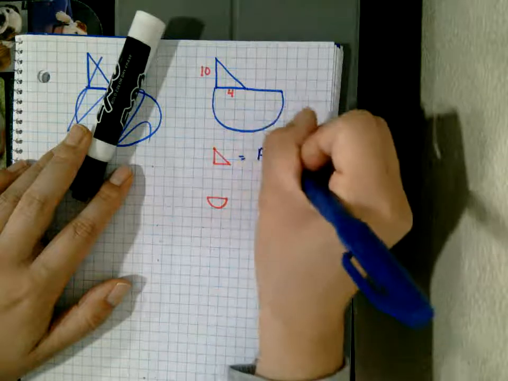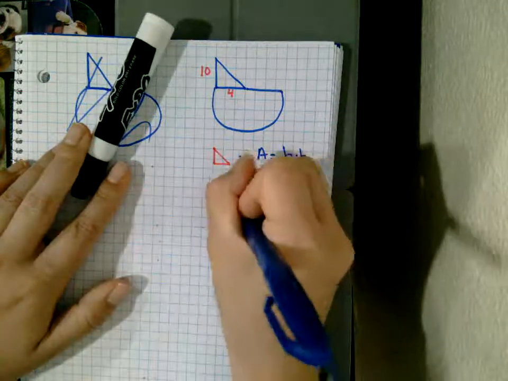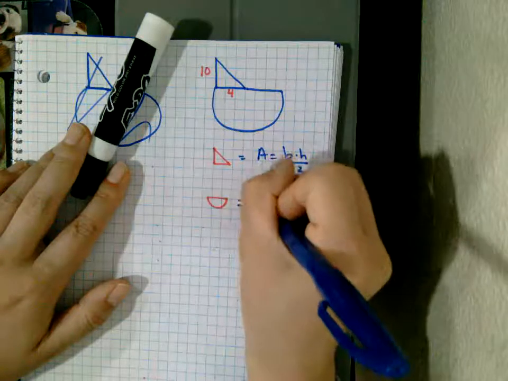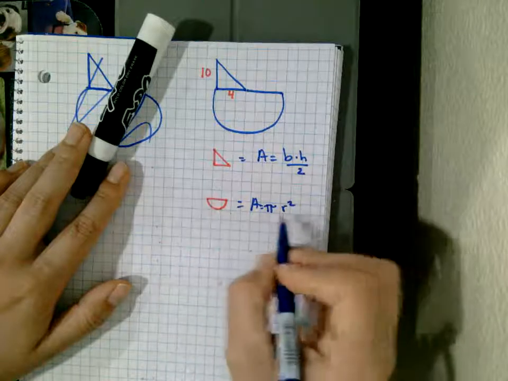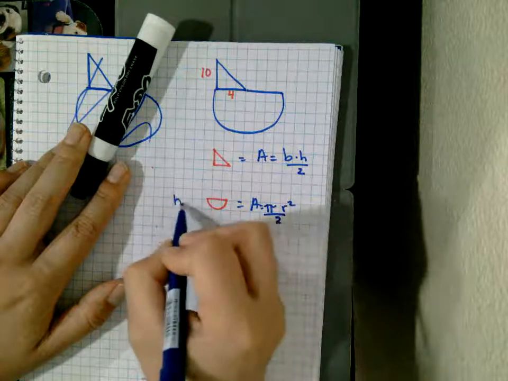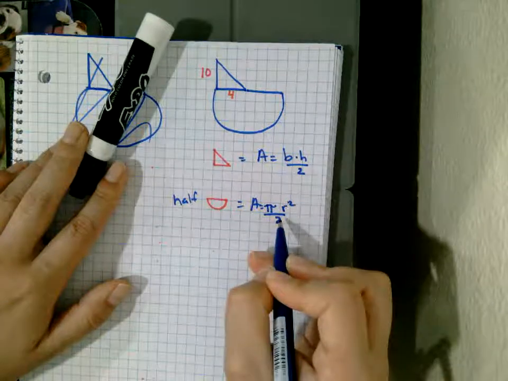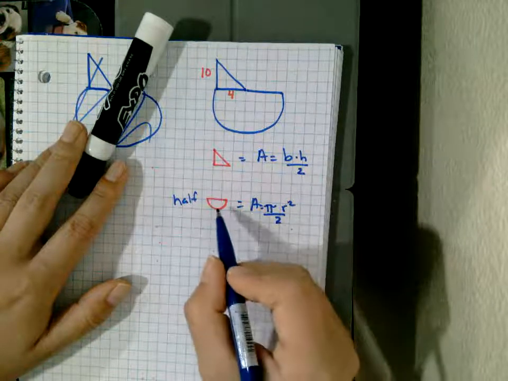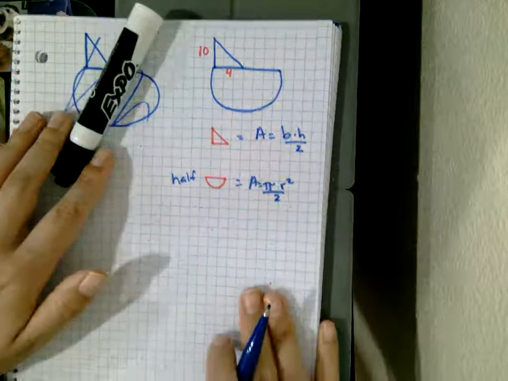Area is equal to base times height divided by 2. Area of a circle is pi r squared, right? But because it's half a circle, I'm going to cut it in half. Your traditional area of a circle has no divide by 2, right? All right.